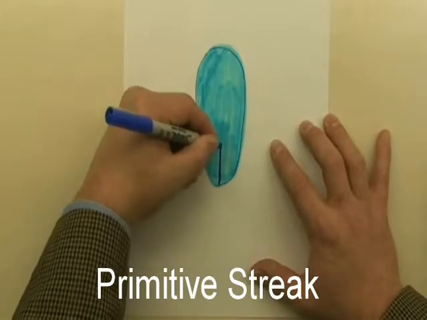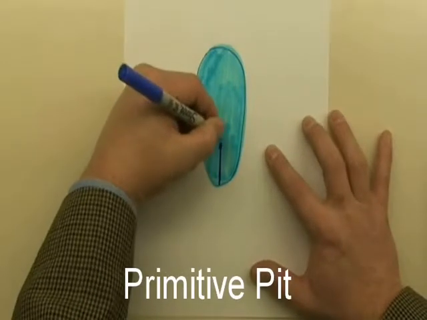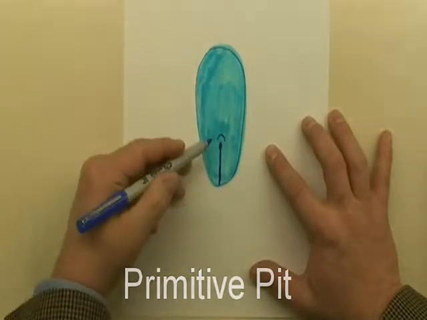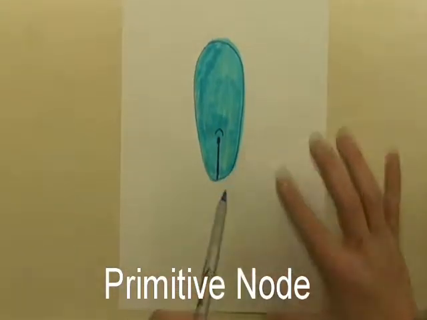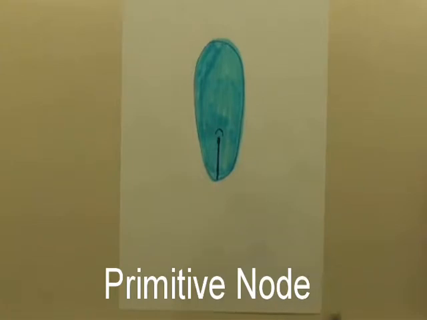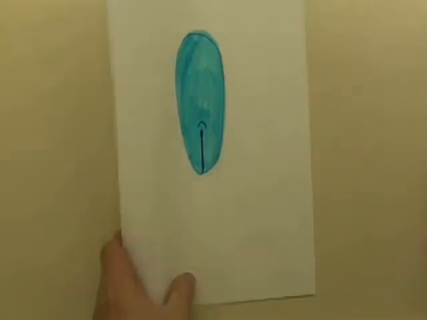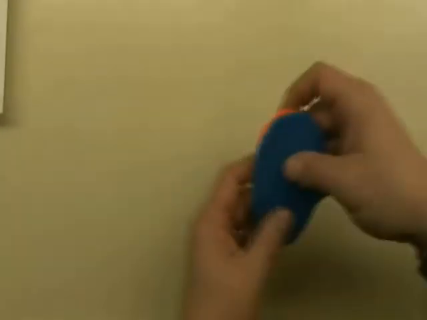And at the very tip of that there's an area called the primitive pit, and an important signaling area just ahead of that called the primitive node. This is the place where gastrulation happens, and it's very difficult to visualize this in 2 dimensions. So what we're going to do is take a little bit of Play-Doh here.